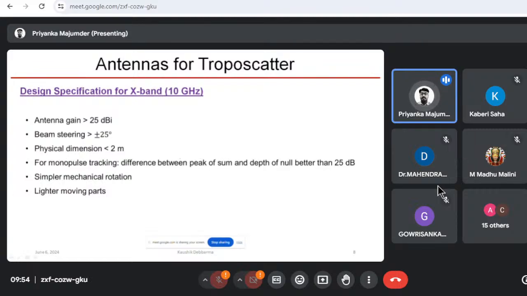And then for tracking, yeah, we want to track where the optimum scatter volume is. So monopulse tracking was used. Now for monopulse tracking, a feature is we need to develop a sum and a null pattern. Okay, I will talk more about that while going through the antenna structures. Then, of course, a simpler mechanical rotation. Now, why am I saying simpler mechanical rotation?